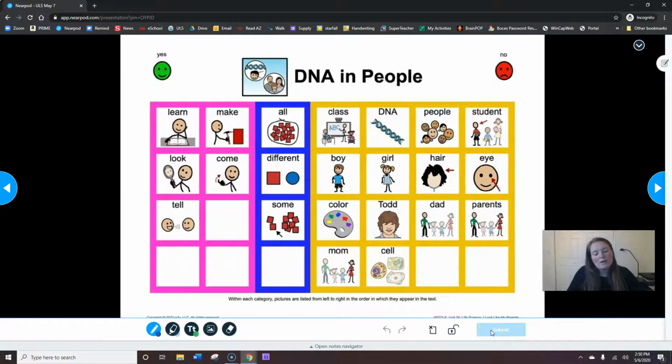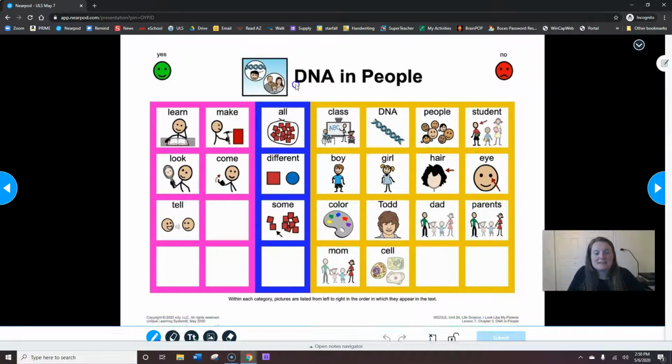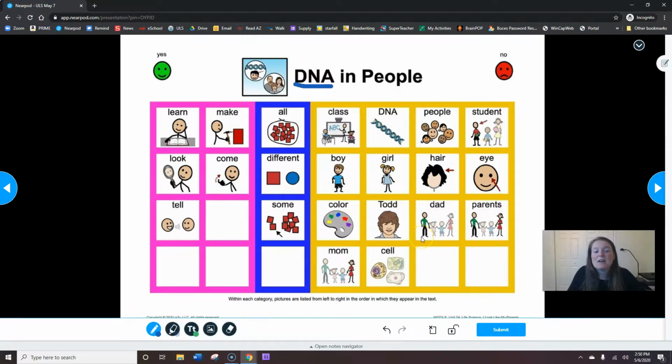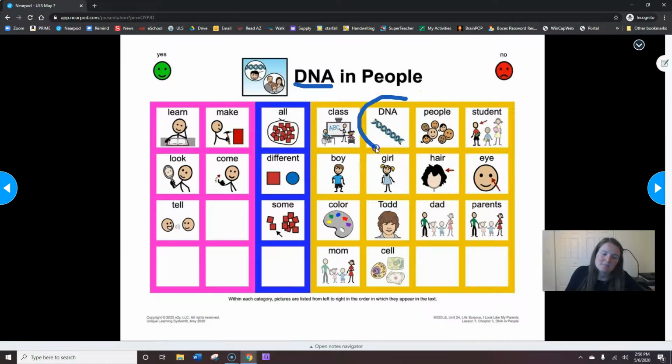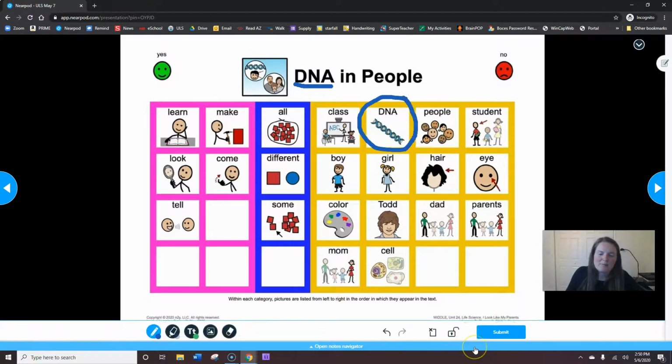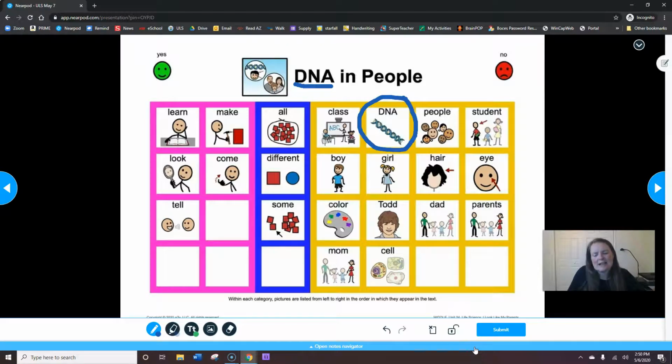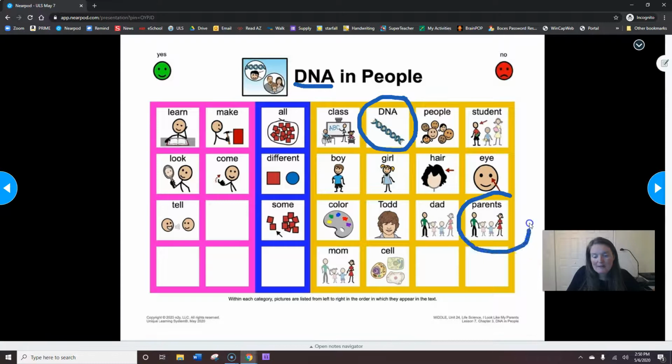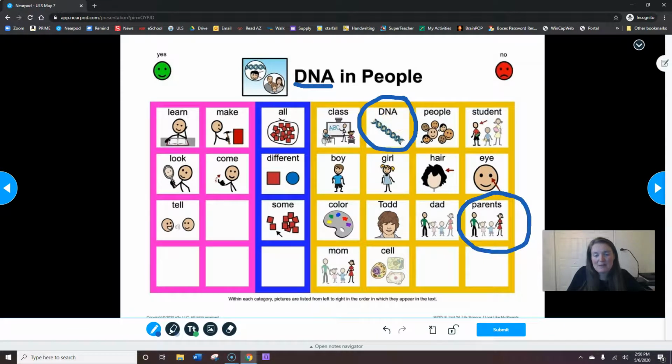Okay, what did we read about today? It has a title right here, DNA in people. So we read about DNA. Can you find DNA and circle it? Now, who do we get our DNA from? We get our DNA from our parents. So we're going to circle parents. We circle DNA and parents. When you're done circling DNA and parents, hit submit.